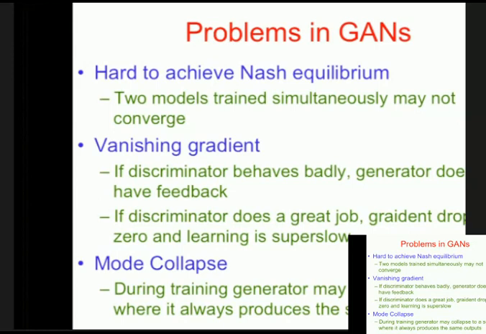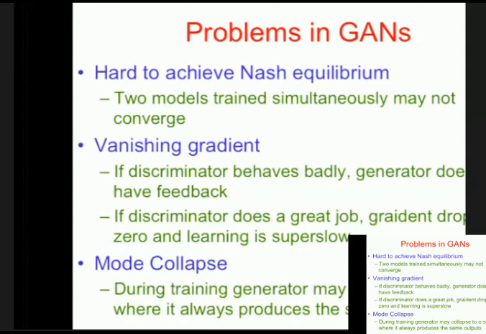Hard to achieve Nash equilibrium. Two models trained simultaneously may not converge. It doesn't kind of settle down. You're kind of competing with each other. It doesn't settle down. And then this is a classic problem in machine learning, vanishing gradient. So there are numerical methods involved. Throughout machine learning, you're talking about gradients of tensors and so on. And when you take gradients, sometimes it can become zero, which means no learning happens. If the gradient is zero, you're not changing anything. Or it has become extremely small.